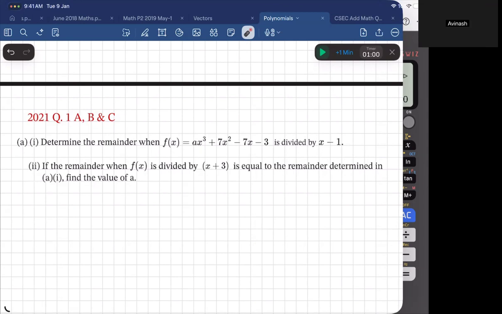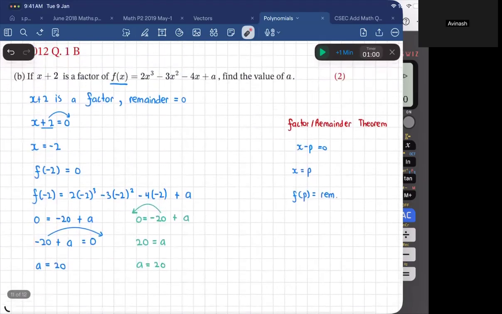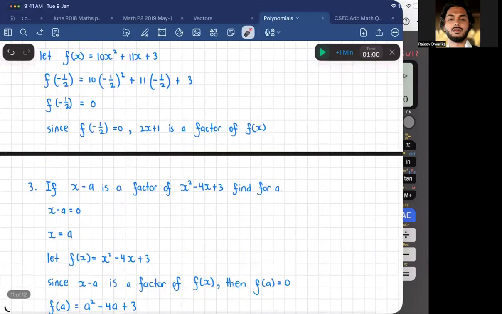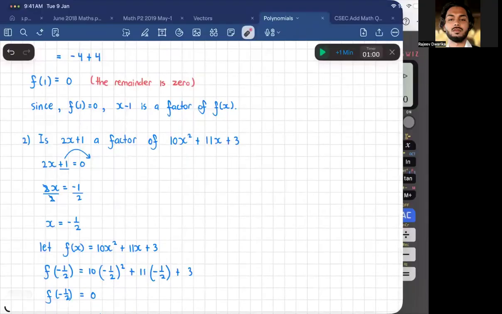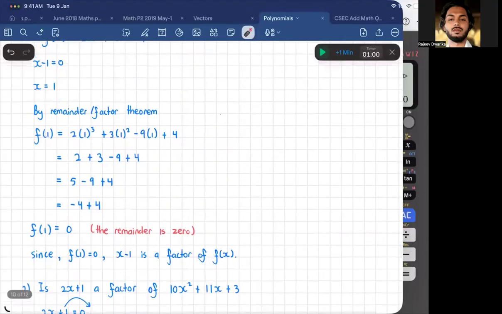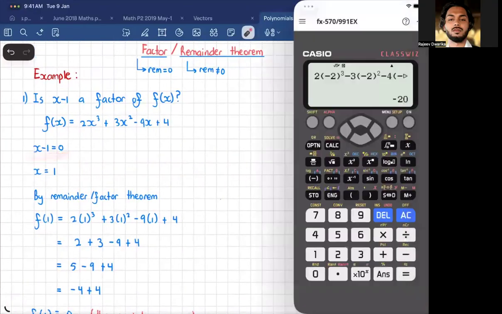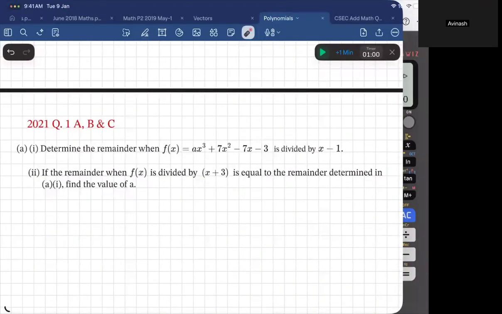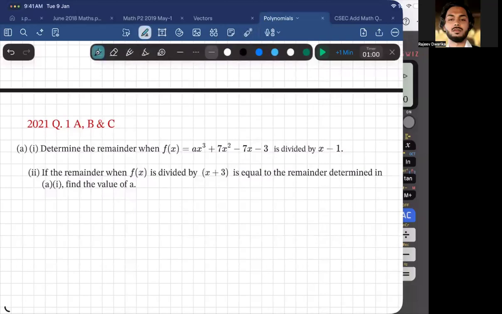You need to put whatever they give you equal to zero. You're always doing that. So x plus 2 is equal to 0, x minus a is equal to 0, 2x plus 1 is equal to 0, x minus 1 is equal to 0. You're always going to do that. So what would x be equal to if you put it equal to 0?